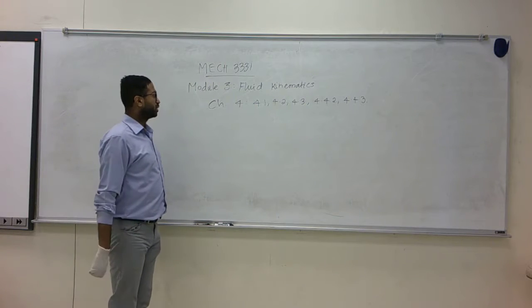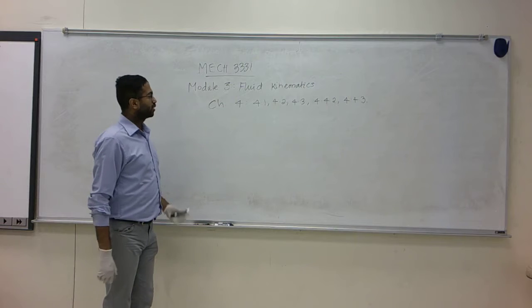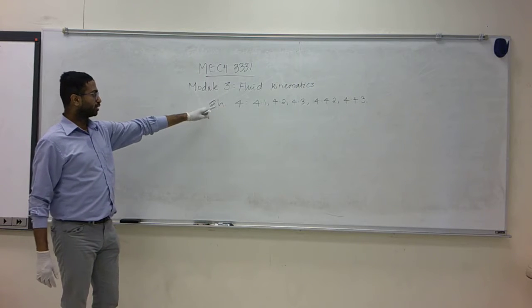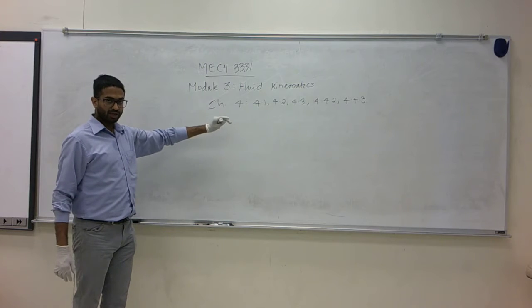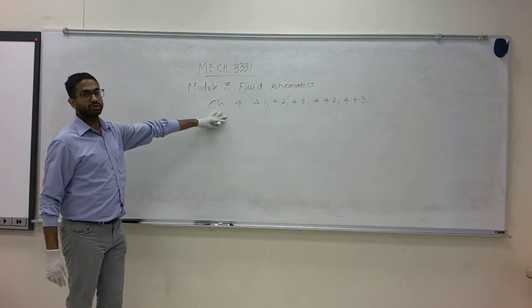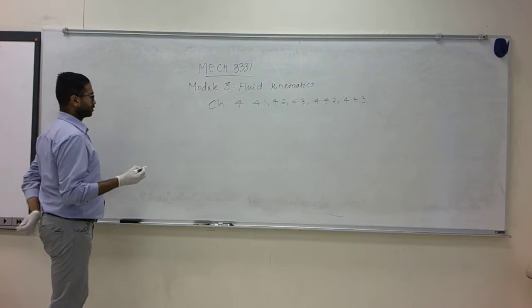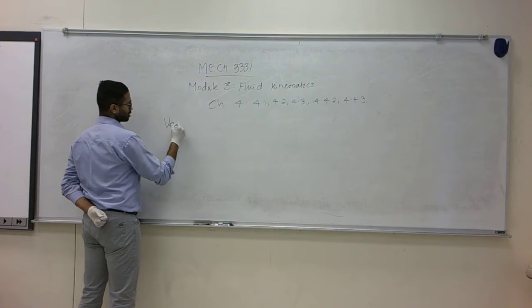Lecture on module 3, fluid kinematics. We are going a little bit out of sequence in that this module is covered in chapter 4 of the textbook, which we discussed before chapter 3. In this unit we are going to look at, first of all, what is a velocity field.